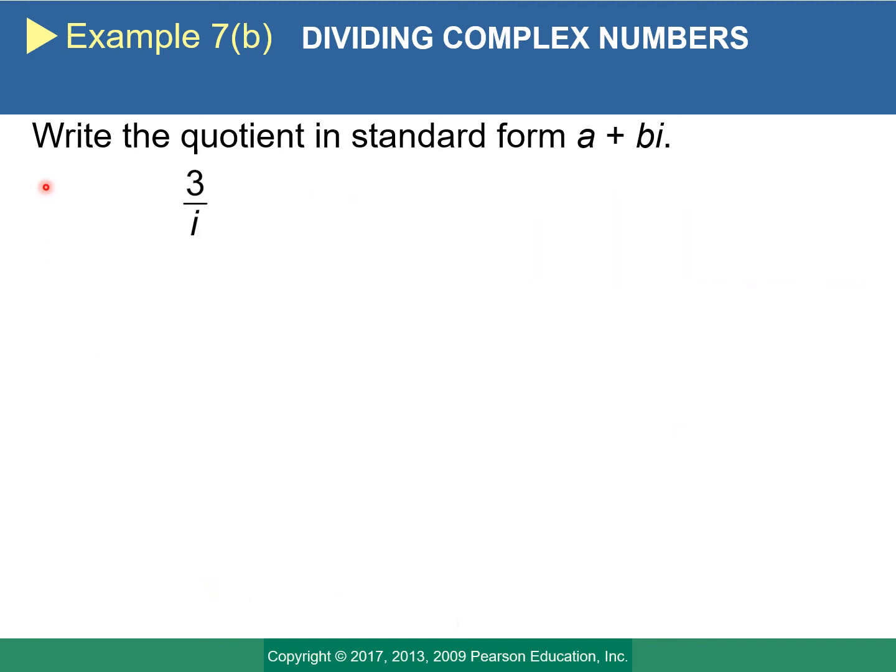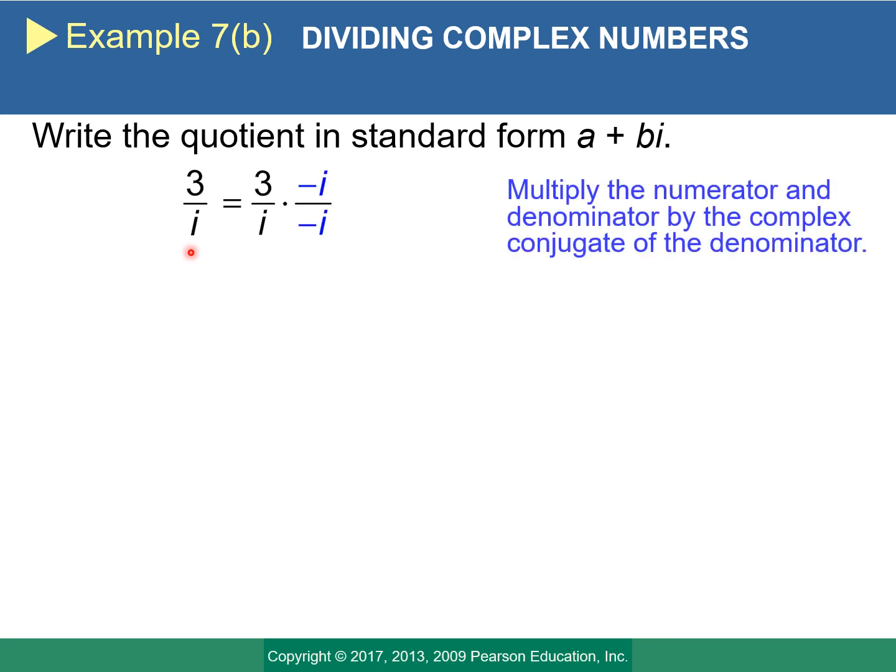Let's try this next one. Write the quotient in standard form. All right, so in the last example, if you remember, we multiplied by the conjugate of the denominator. So now think about it. Well, what's the conjugate of this denominator? I just have i. Well, you just change the sign in front of i, and that's going to give you the conjugate. So you're going to multiply top and bottom by negative i. So if you think about it, this is really like saying 0 plus i. So the conjugate is 0 minus i.